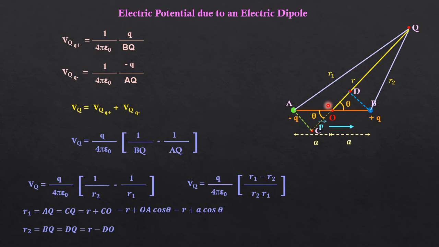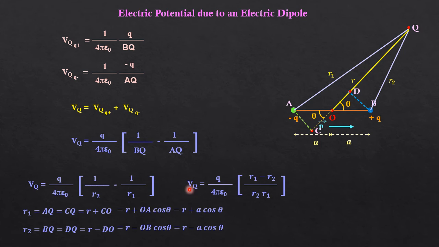So as I told earlier, the adjacent side can be written as hypotenuse into cos theta. So in this case, OD is equal to OB cos theta. What is OB for the dipole? It is a. So you can write a cos theta. So you will get R2, which is BQ, equal to DQ, which is equal to R minus DO, equal to R minus OB cos theta. That is nothing but R minus a cos theta. So in this expression, we got R1 and R2. R1 is nothing but R plus a cos theta and R2 is R minus a cos theta.